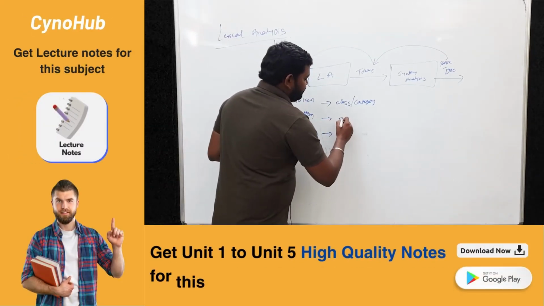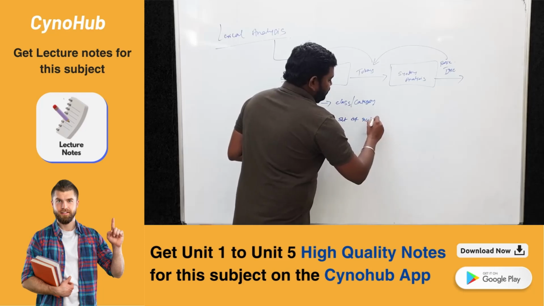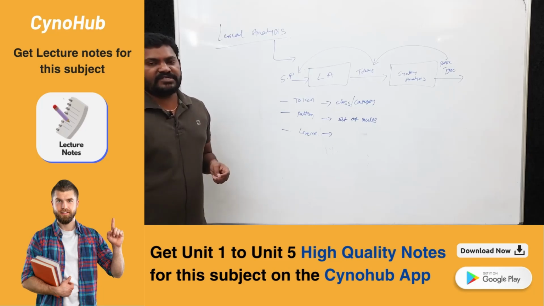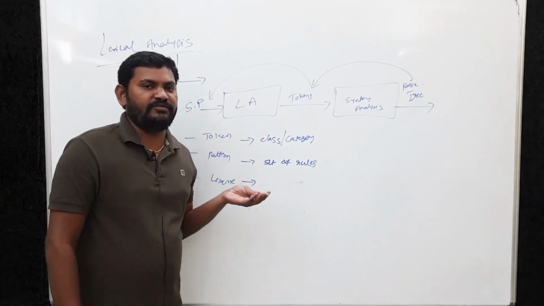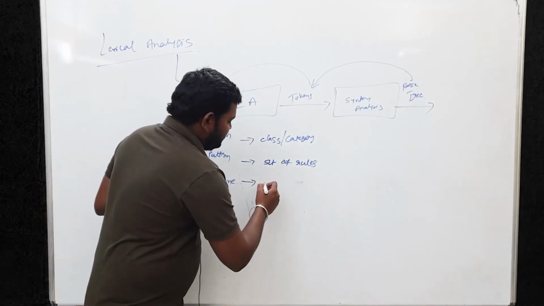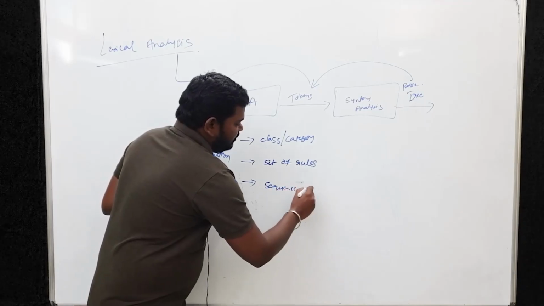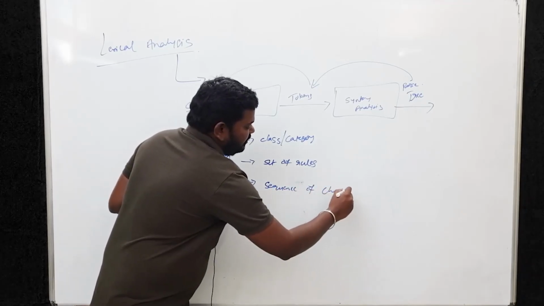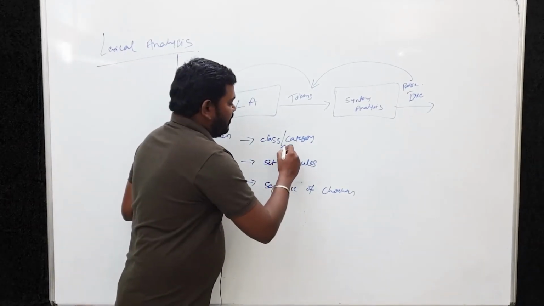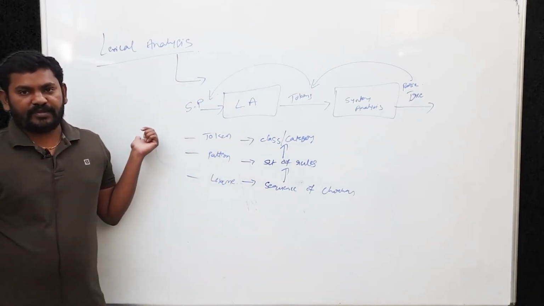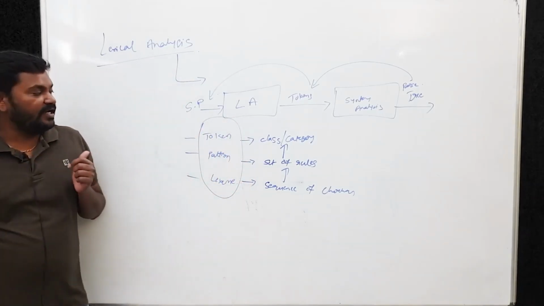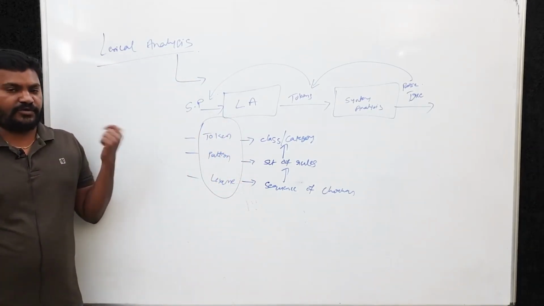The next one is pattern. Pattern means it describes a set of rules. Rules means we can say syntax. If you write in any programming language, we always need to follow the syntax rules. Based on the rules only we write the program, so that is a pattern. And lexeme means a sequence of characters always matched with the set of rules. Once it is matched with the set of rules, it is described as a token. These three terms we need to understand to recognize a token.